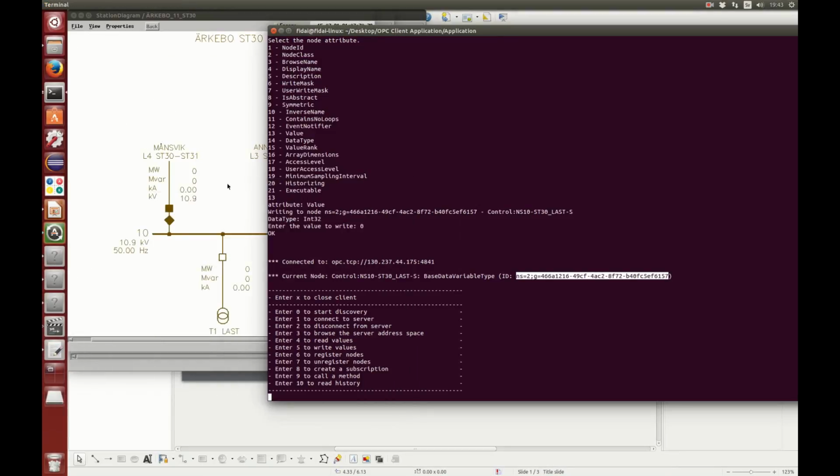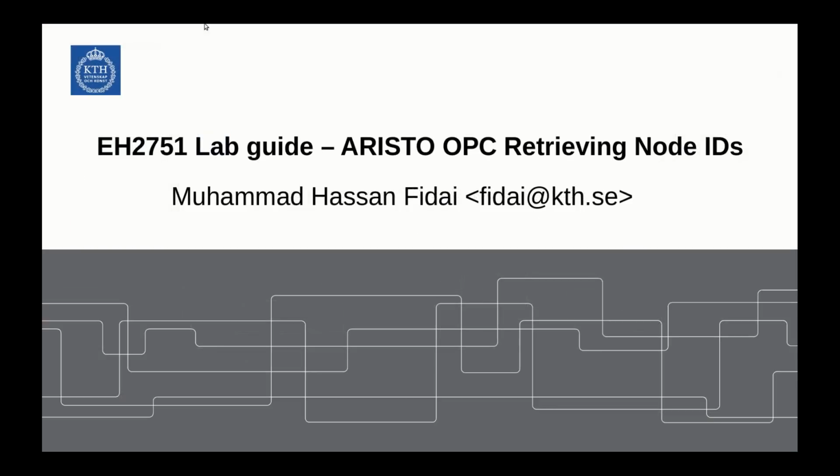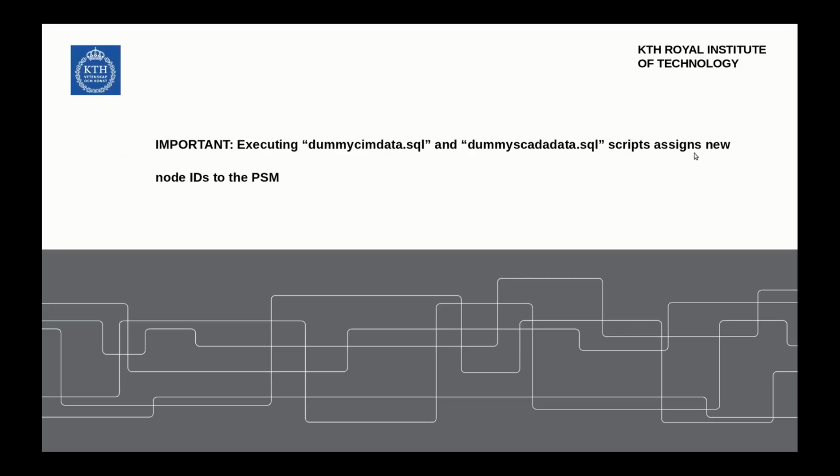So this is how you can retrieve any node IDs you need from the Aristo OPC server. One really important thing which I would like to remind you is that whenever you execute dummy sim-data.sql and dummy scada-data.sql scripts on a power system model, these node IDs are going to be changed. It is going to assign them new node IDs every time you run these scripts.